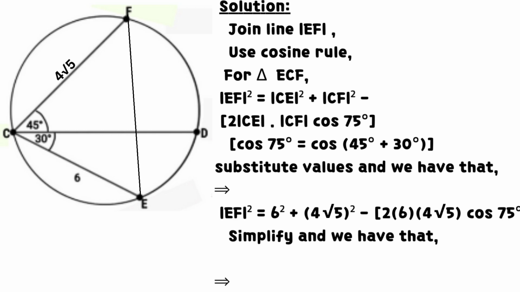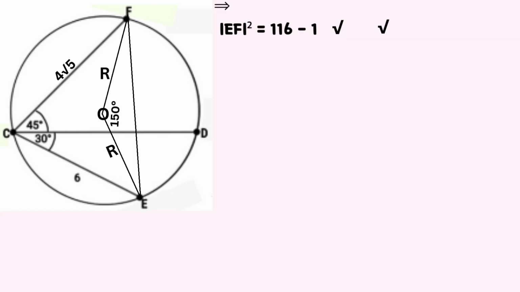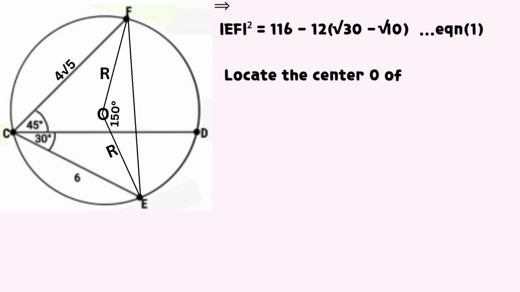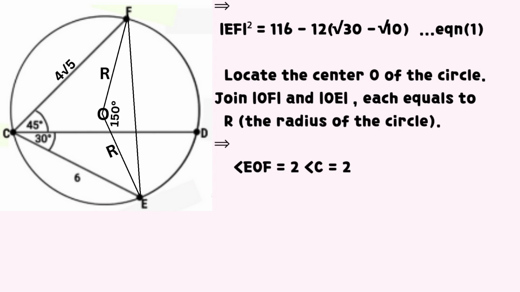It implies that the square of line EF equals the sum of the square of 6 and the square of 4 times the square root of 5 minus 2 times the product of 6 and 4 times square root of 5 times cosine 75 degrees. Simplify and we have that the square of line EF equals 116 minus the product of 12 and the square root of 13 minus the square root of 10. We call it equation 1.